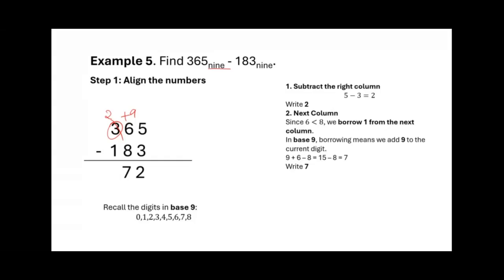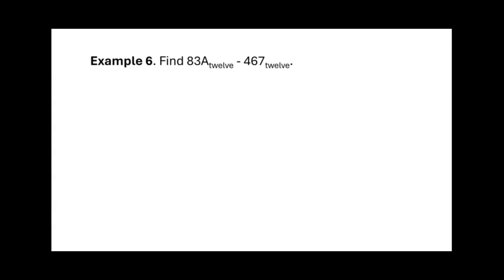So borrowing 1 from the next place value and adding it into the 6 is equivalent to adding 9. That makes it bigger, because 9 plus 6 is 15. Now I can take away 8, and the result is 7. So I write down the 7. And then I move on to the next column. Since we borrowed 1, the 3 became a 2, and 2 minus 1 is just 1. So my final answer is 172. If you subtract these two numbers in base 9, the answer is 172 in base 9. Let's do another example.